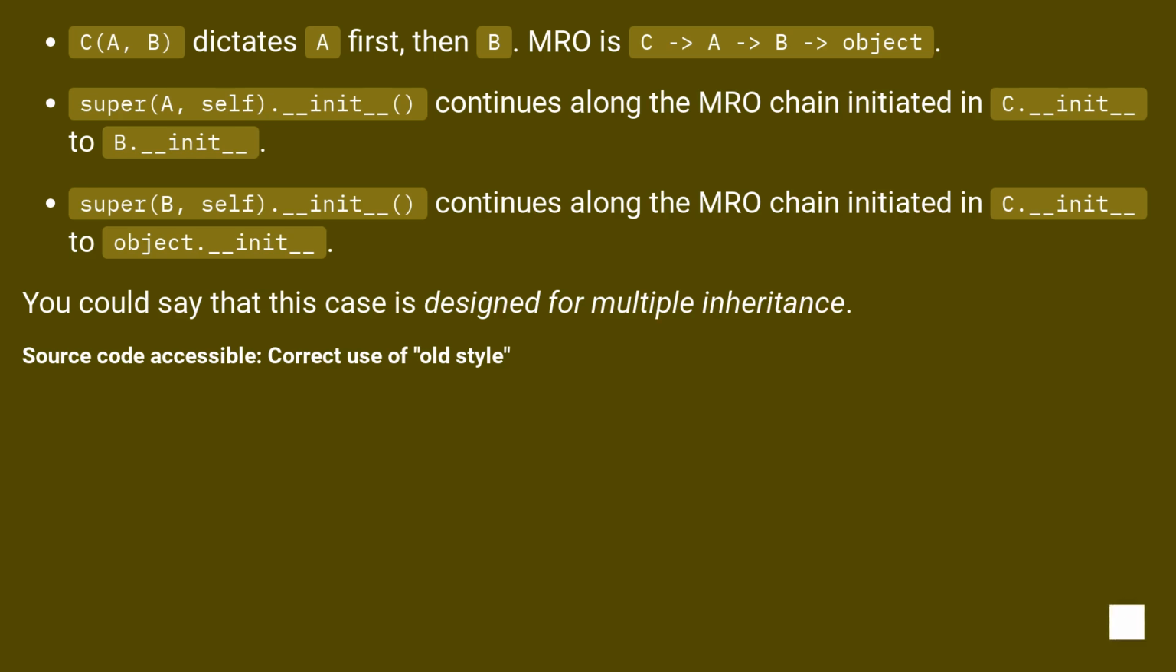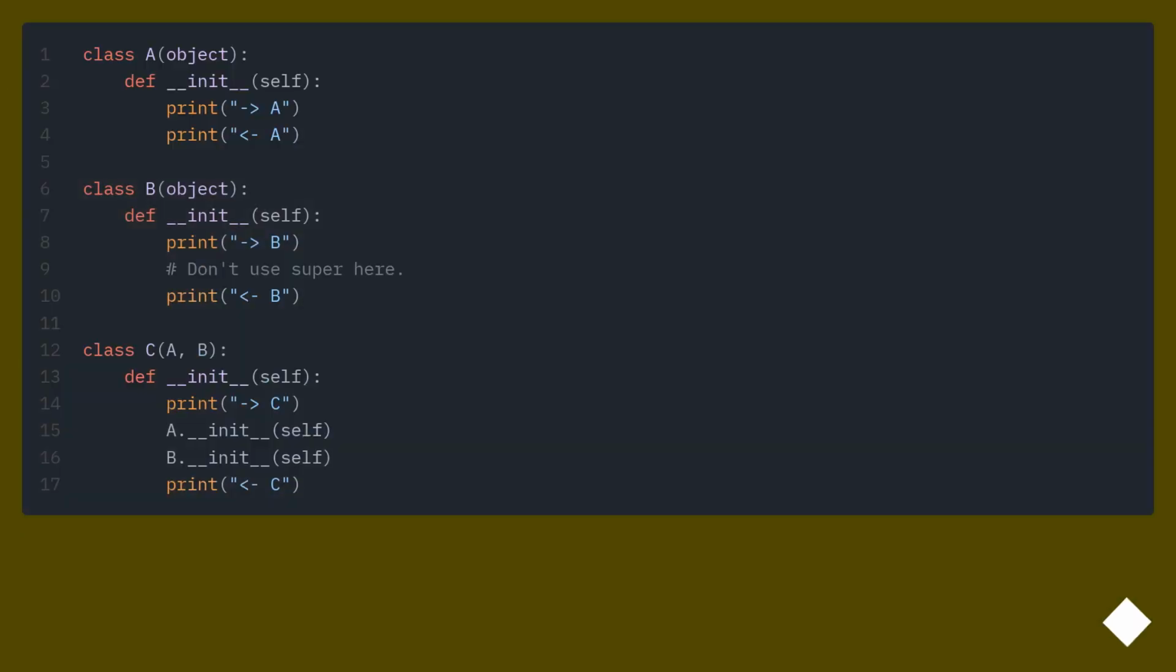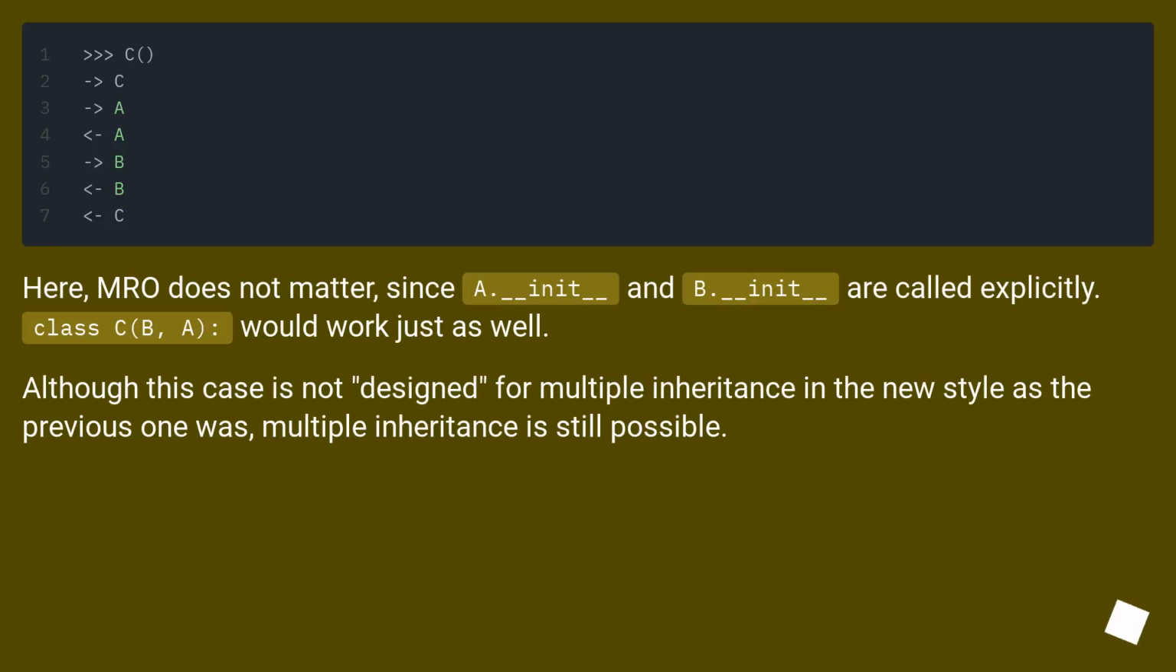Source code accessible, correct use of old style. Here, the MRO does not matter, since A.__init__ and B.__init__ are called explicitly. class C(B, A) would work just as well. Although this case is not designed for multiple inheritance in the new style as the previous one was, multiple inheritance is still possible.